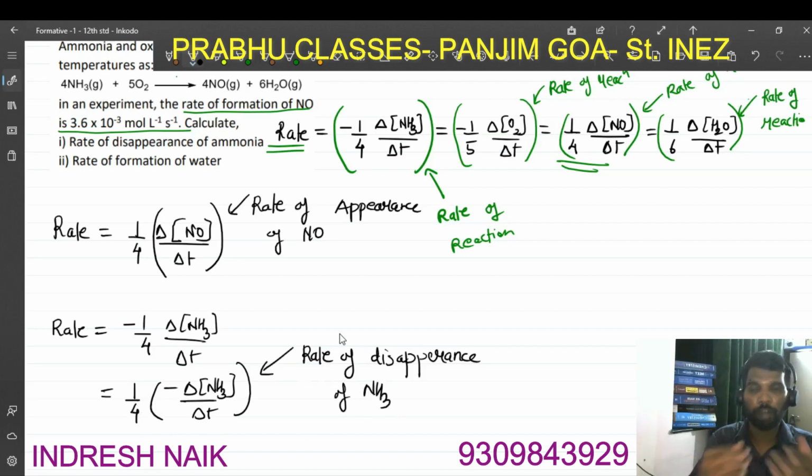See, while writing the definition in NCERT, the definition of rate is given this way. Rate is the decrease in concentration of any one of the reactants or increase in concentration of any one of the products in a given time. So here I am not including that. They have mentioned rate of formation of NO, which means what quantity they have mentioned? Only delta NO by delta T. And the first question over here is rate of disappearance of the ammonia is asked.